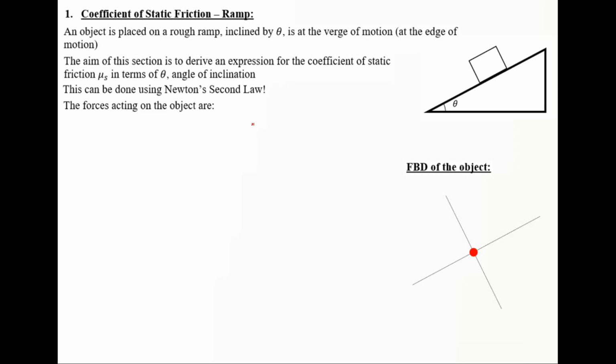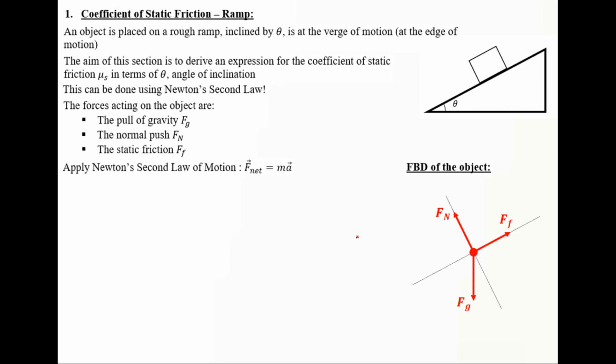It's a big law. Now, in order to deal with Newton's second law, we need to utilize the forces that are acting on the box or the object, and this can be done by doing an FBD in which the x-axis is considered the ramp and the y-axis is perpendicular to the ramp. Now, the pull of gravity is down, the normal push is up left, and the static friction is opposite to the tendency of motion. Tendency of motion is down, so friction is up the ramp.